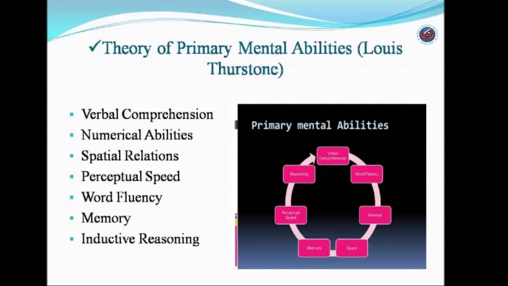Suppose you have the ability of perceptual speed, then the moment you are exposed to one particular environment, you will be very good in perceiving all the details that surround you. Then comes word fluency. It is all about how good an individual is in using words fluently and flexibly. Then comes memory. It is the ability to recall information. Then comes inductive reasoning. You will be presented with a small fact, and from that fact you will try to draw a general conclusion. So these are the 7 different types of primary mental abilities that were introduced by Louis Thurston.